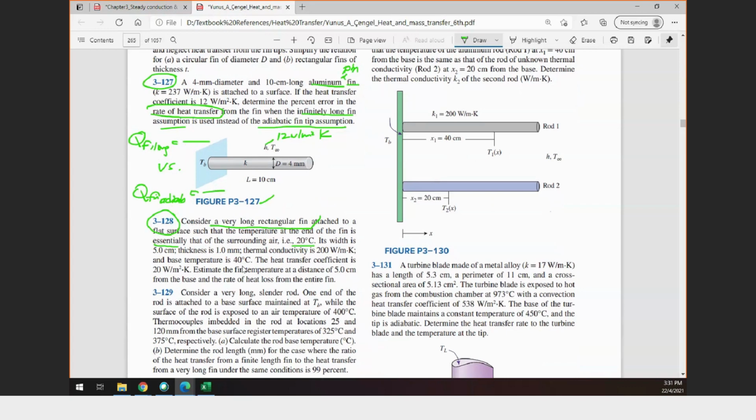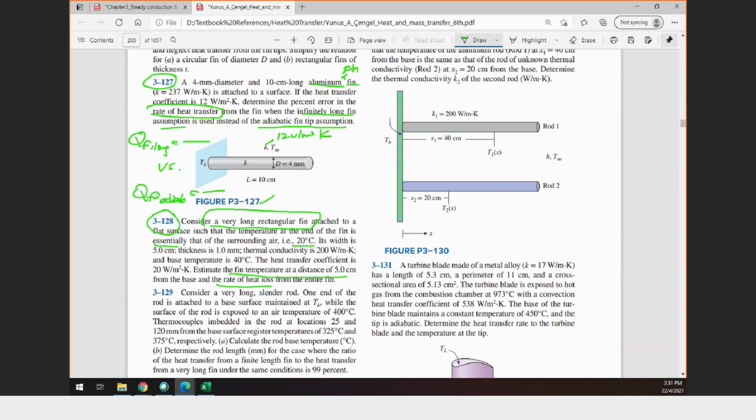See the wording here? A very long rectangular fin. So you can use case number 1. Use the equation for a very long rectangular fin, an infinitely long fin. Use this equation to estimate the heat rate, the heat loss, as well as the fin temperature at distance 5 cm.